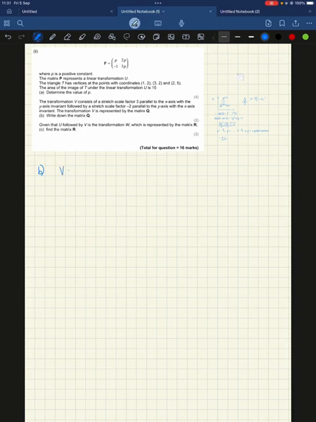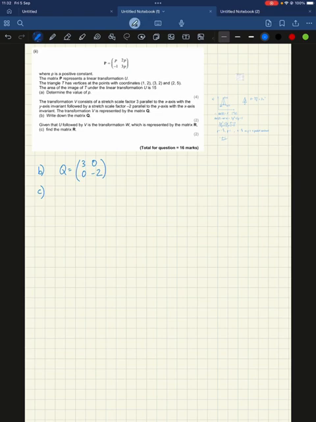Okay, so let's just write down V first. We did earlier that a stretch was A, 0, 0, B, where the A bit is parallel to the x-axis, and the B bit is parallel to the y-axis. So V consists of a stretch scale factor 3 parallel to the x-axis. So in this case, A is 3 because that's the one parallel to the x-axis. It's going to be 3, 0, and stretch scale factor minus 2 parallel to the y-axis. So that's going to be 0, minus 2. So the transformation V is represented by the matrix Q, so we should write Q is equal to that. So that's part B done.